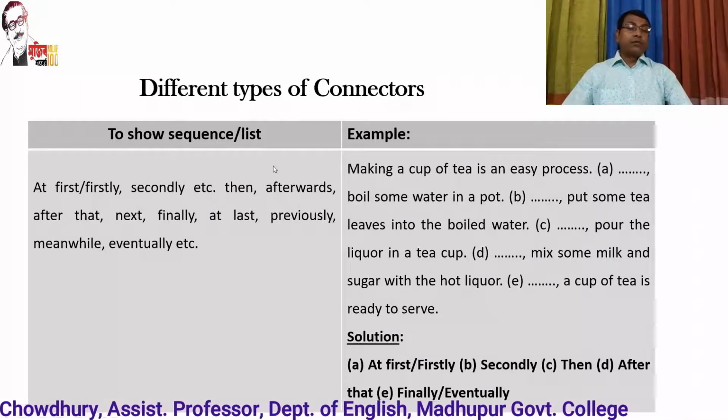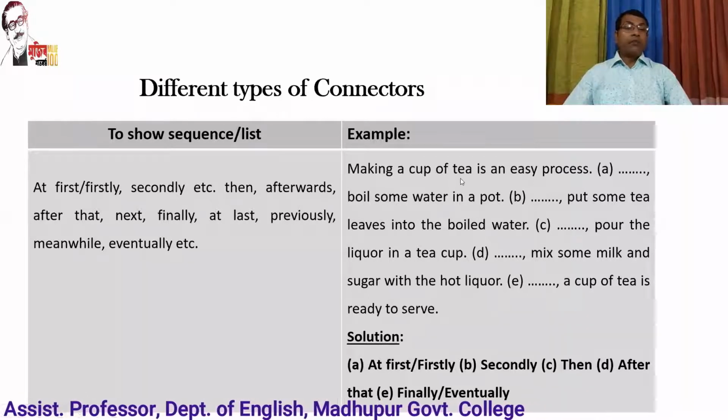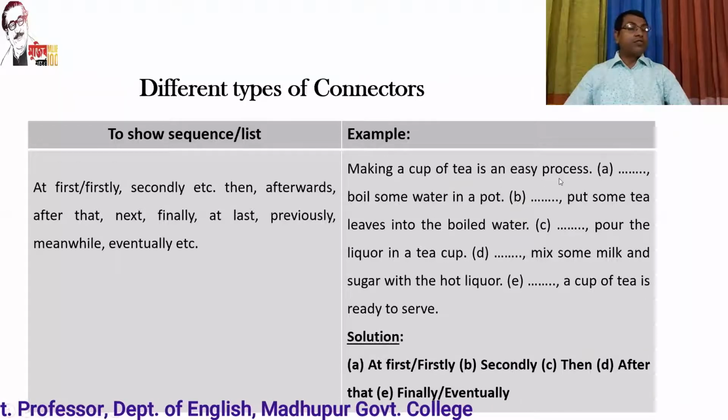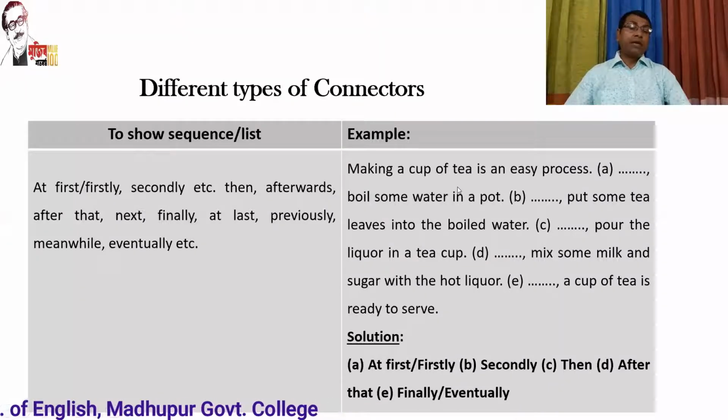Now I'm going to read this example. Making a cup of tea is an easy process. In number A, we have a gap here. And what is the topic? Making a cup of tea is an easy process.